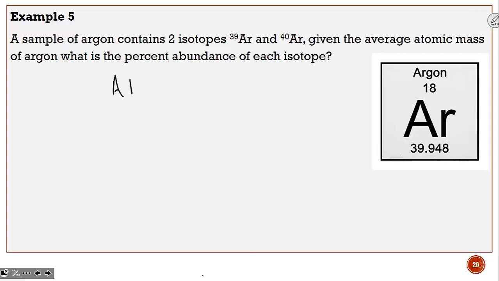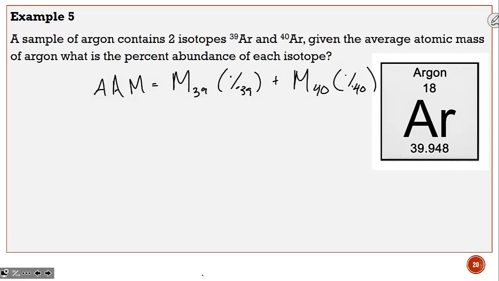So average atomic mass would be the mass of argon 39 times the percent of 39 plus the mass of 40 times the percent of 40. And while we know this value and we know this value, we also know this to be 39.948, given off the periodic table. The percentages we do not know. Now, mathematically, when you don't know a percentage, you assign it a variable. So let's call this x, and we'll call this y.